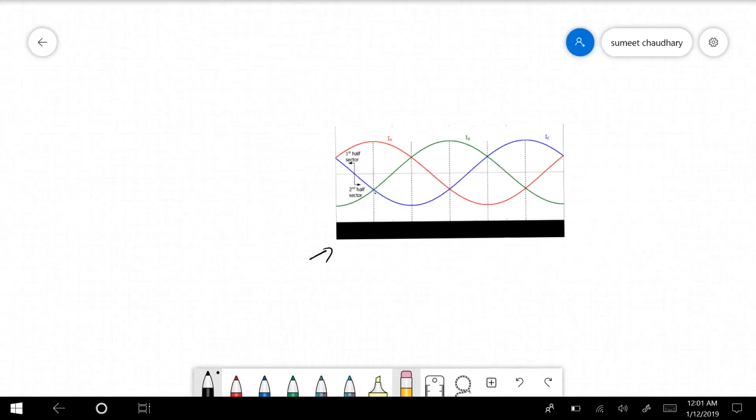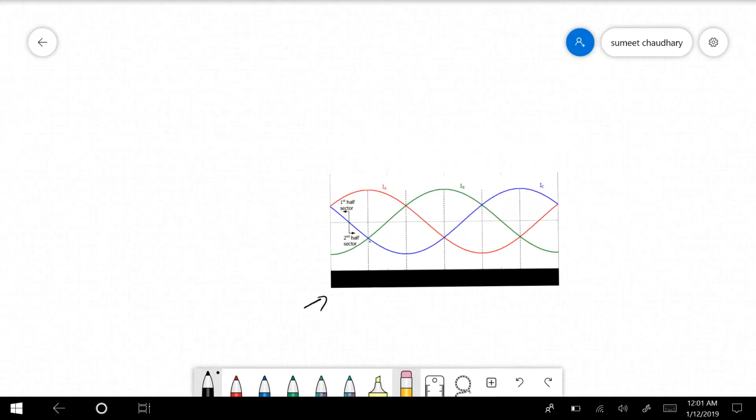Hello. In this video, I'll be talking to you about rotating magnetic fields. Before I move on to rotating magnetic fields, there are a couple of things that I want to discuss first. The first thing is three-phase currents. Three-phase currents are typically three currents which are equal in magnitude and separated in phase by 120 degrees, like the one shown in this figure.